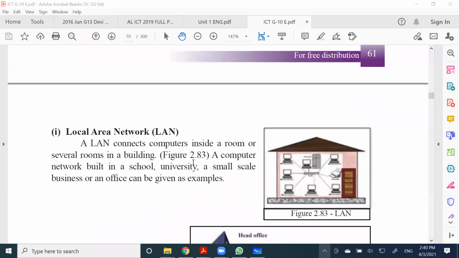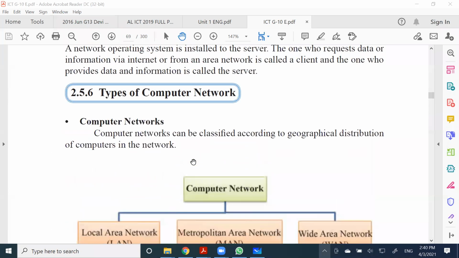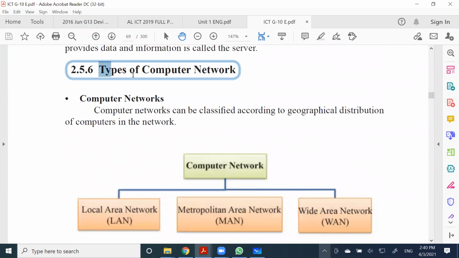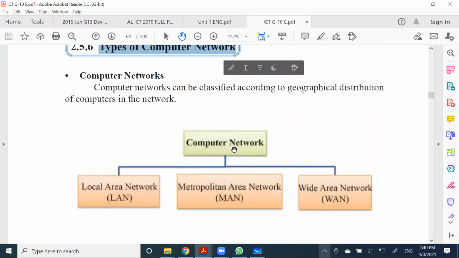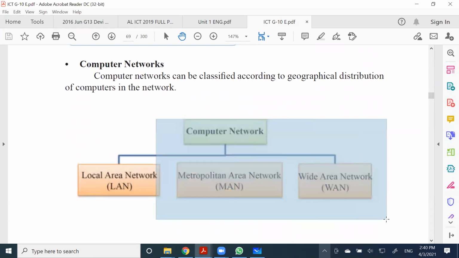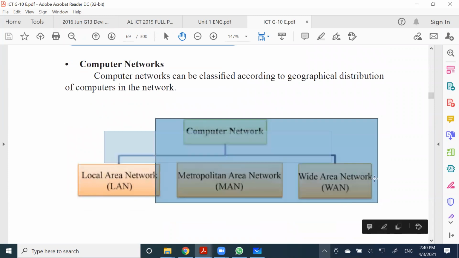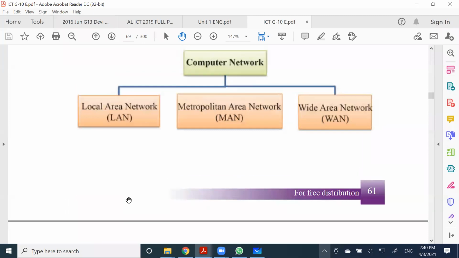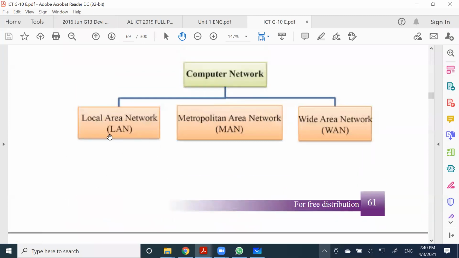Shall we write down very simply about these things? I want you to have the heading types of networks, and I need you to draw this very quickly. Below the local area network, leave a little space, because we are going to write what they are.